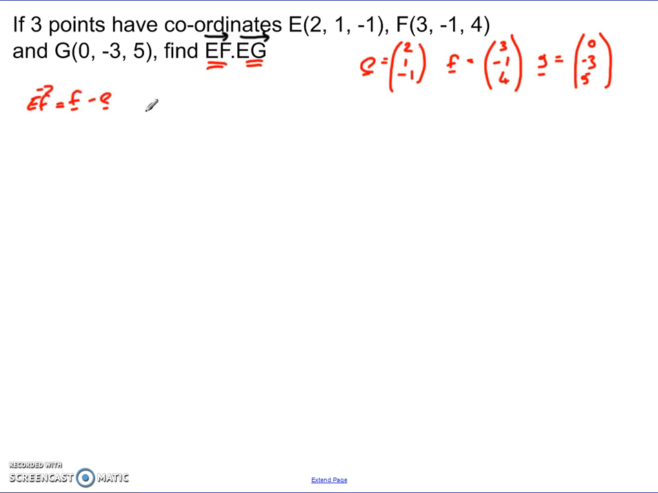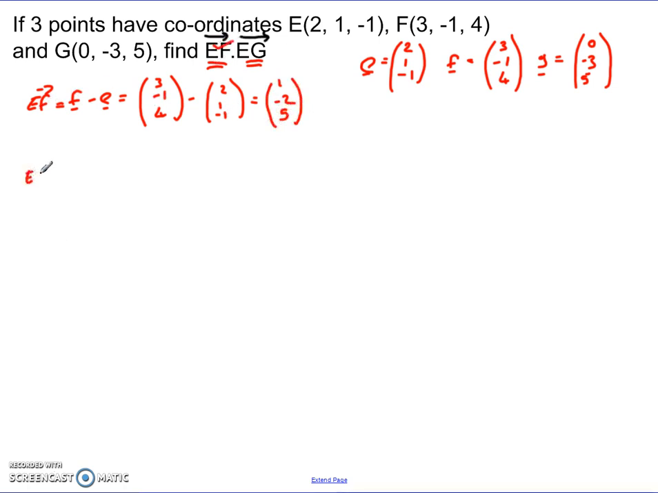First one, what I need is F minus E. So I take the vector for F, 3, negative 1, 4, and I subtract the vector E from it, the vector 2, 1, negative 1. Now it's just a case of performing the calculations. So 3 minus 2 gives me 1, negative 1 take away 1 gives me negative 2, and then 4 minus minus 1, well minus minus becomes a plus, 4 plus 1 is 5. So there's my first vector, the E to F.